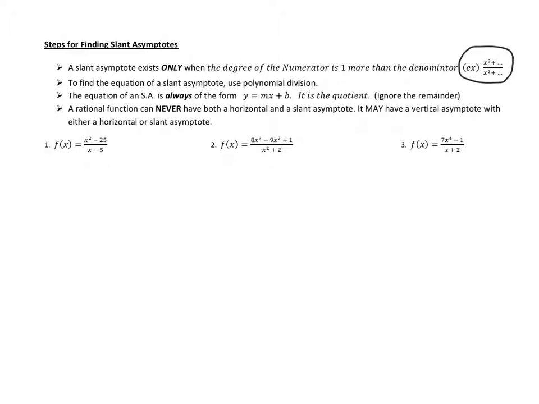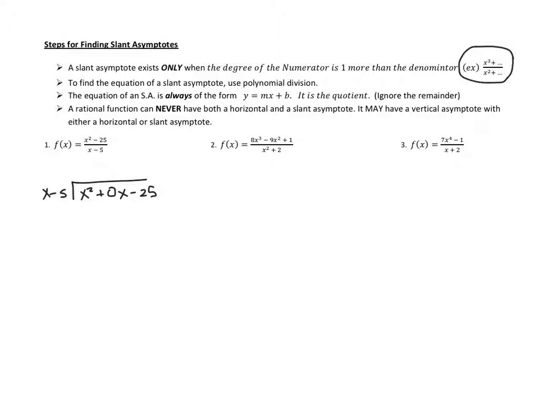Okay, so let's look at example 1. We have x minus 5 needs to be divided into x squared minus 25. I'm going to use long division. Now if you notice, x squared minus 25 is missing the x to the first power term. So when we write this out, we always want to make sure we have something to fill that spot. So we have x squared, I'm going to say plus 0x. And I'm ready to do long division.